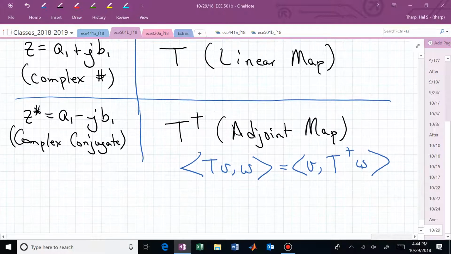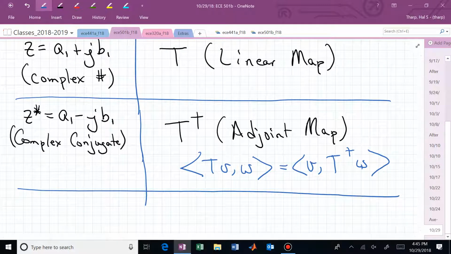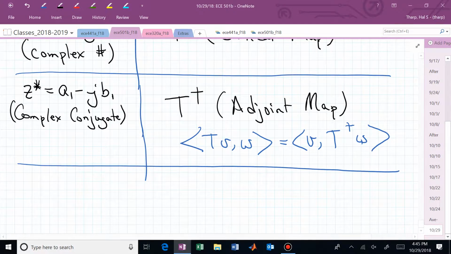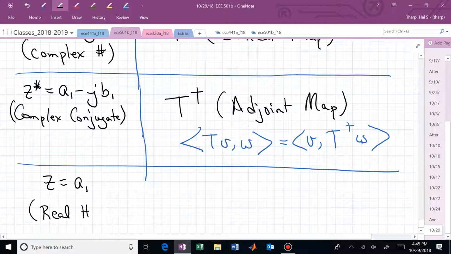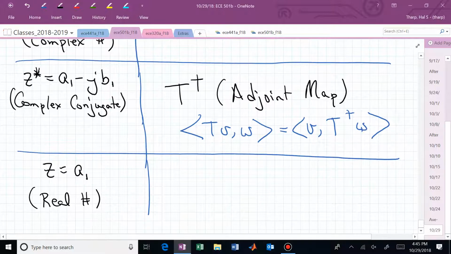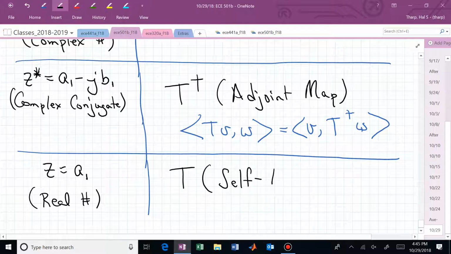And one more entry in this table. What if I said the number in the left column was simply real? What if Z was just A1? Or this now is a real number. Then what does that generalize to in terms of a map? A self-adjoint map. So now T would be, I better keep my color coding the same, T is a self-adjoint map.